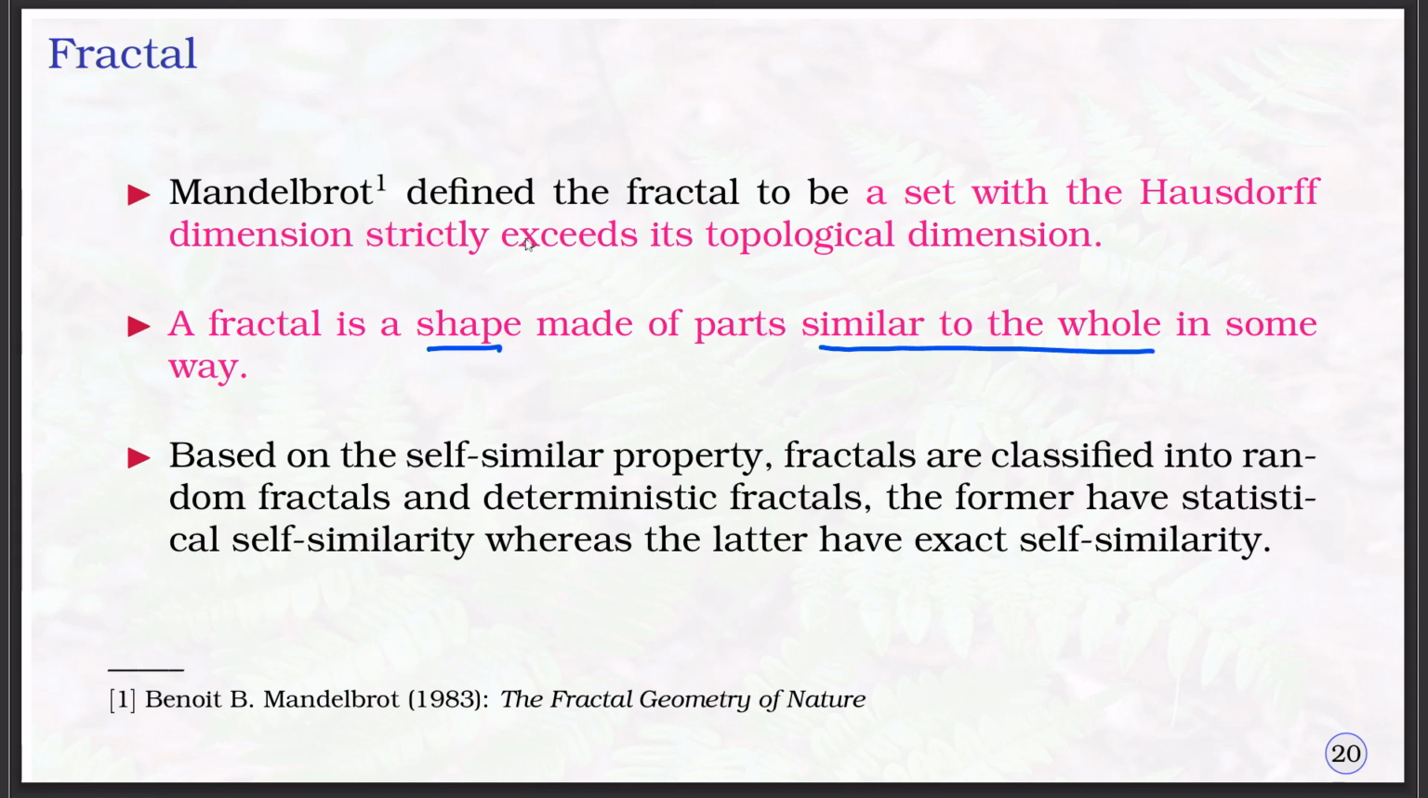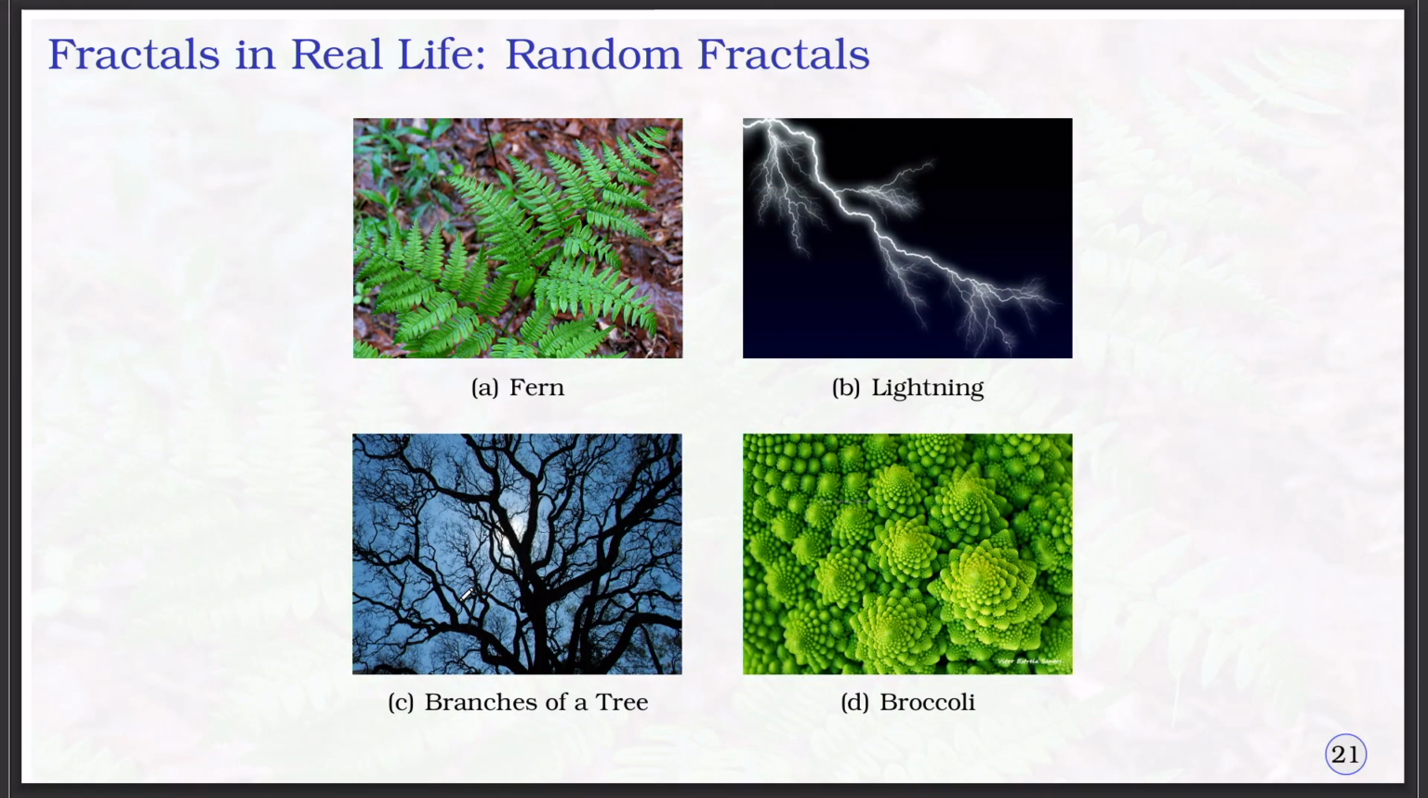Mandelbrot initially defined the fractal as a set whose Hausdorff dimension strictly exceeds its topological dimension. So, based on this also we can say whether the object is a fractal or not. Now, these are all sets which appear naturally. Let me explain the fractal nature of these objects, then we will come to the dimension theory.